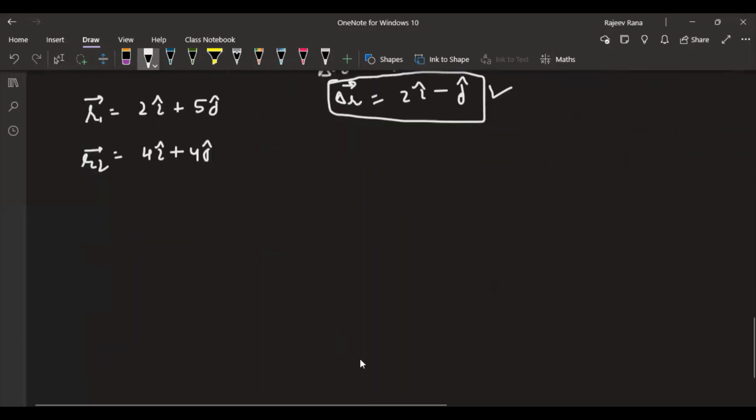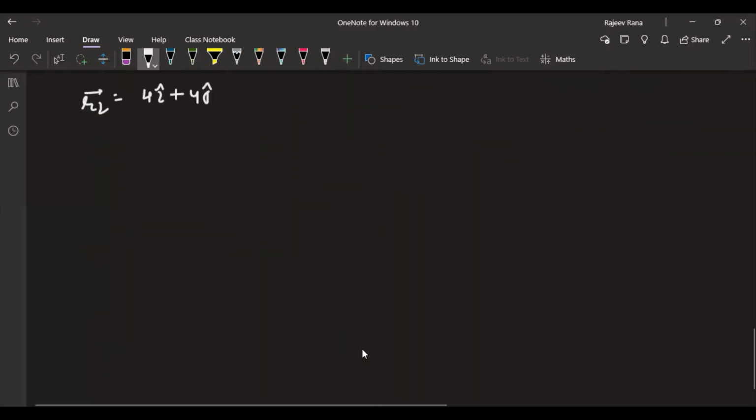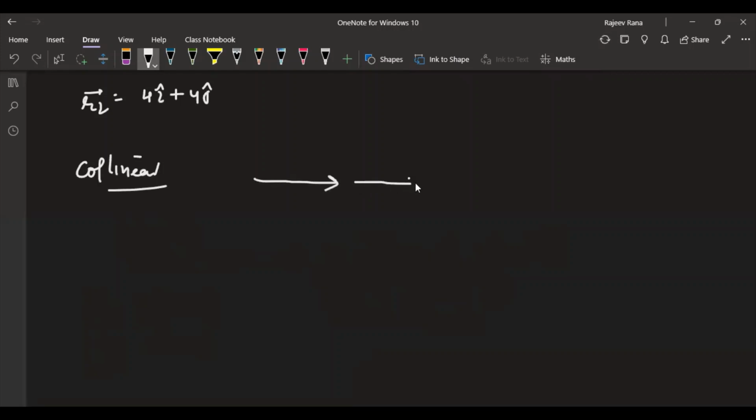Okay, so now the next part. I hope the screen is clearly visible, the black one. Then there are collinear vectors. Collinear means which are in one line. The vectors which are in one line are collinear.